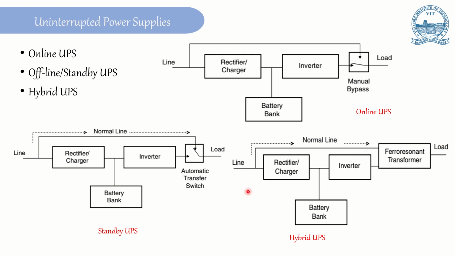In the case of power failure, the battery bank alone is going to supply, and whatever power is available, since your ferroresonant transformer can take care of the voltage regulation, even at a very low battery capacity the load can be supplied. So this makes your hybrid UPS much more beneficial and cost effective compared to the standby UPS and the online UPS.